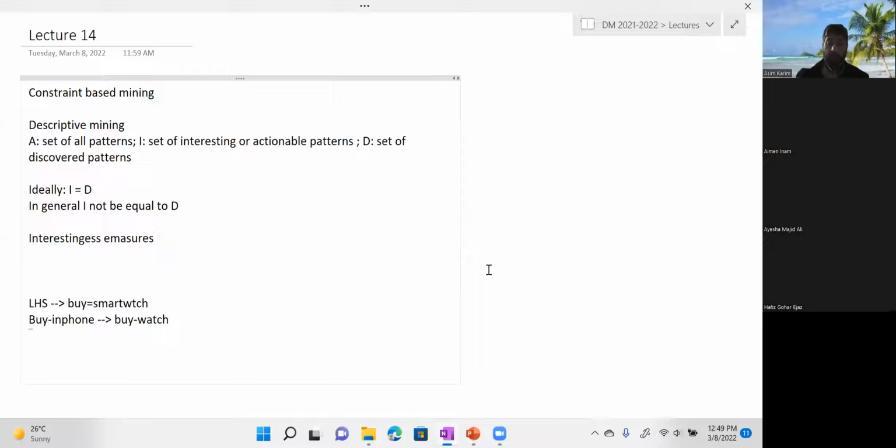So you can specify templates in different ways. It could be anything. Maybe you say, I want three predicates on the left-hand side, and the right-hand side could have just one predicate. So all rules that satisfy the other constraints and also have this pattern would be found. So this is also a type of constraint, in this case a template constraint.